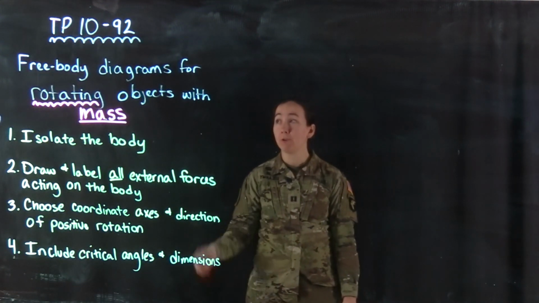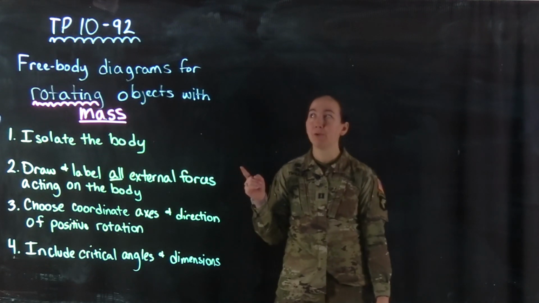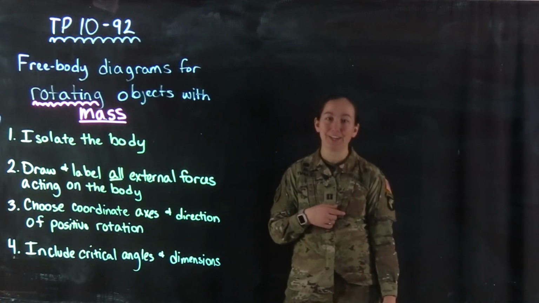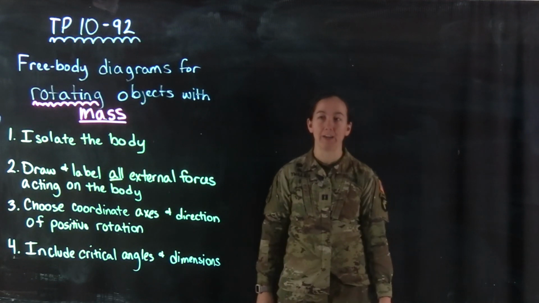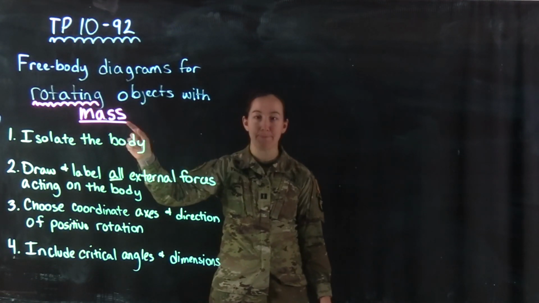Today I'm going to demonstrate free body diagrams for rotating objects with mass, but we're going to use textbook problem 10-92 as our example in drawing this free body diagram. If you notice, I emphasized the words rotating and mass.